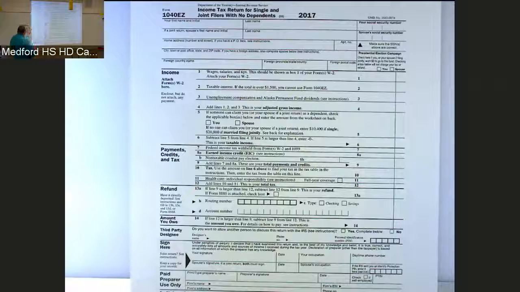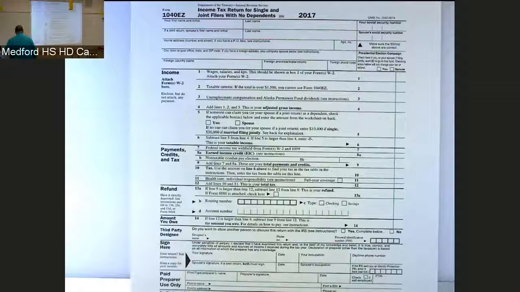Don't worry too much about foreign country. Don't worry about any of that stuff. You would be doing this only if you are living in a foreign country and filing as a U.S. citizen. At that point, you may want to consider having somebody else do it, because now things get a little bit more complicated. Now it might be worth the $75.